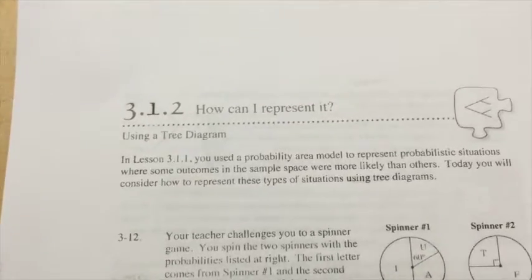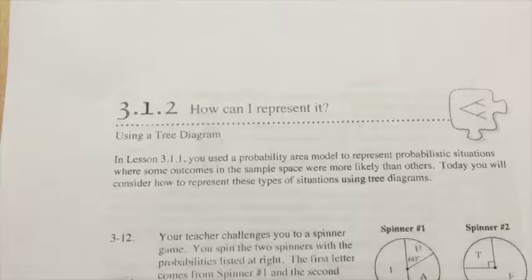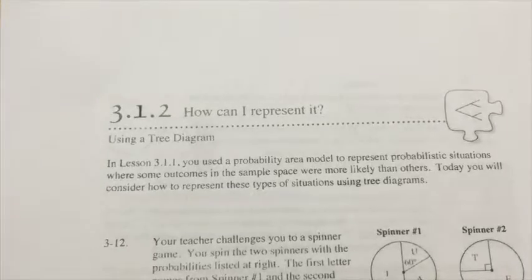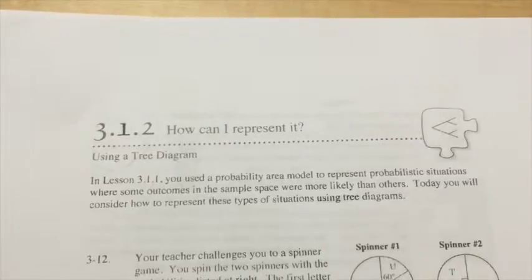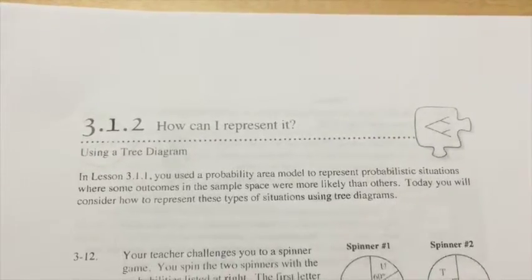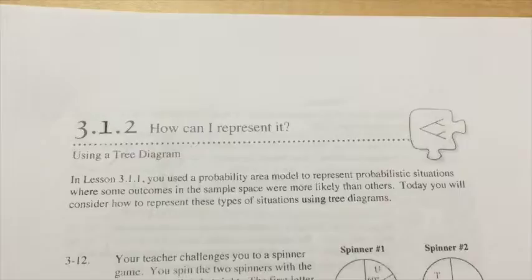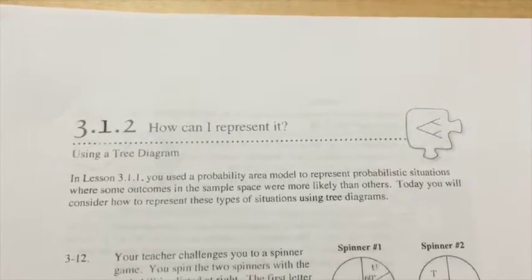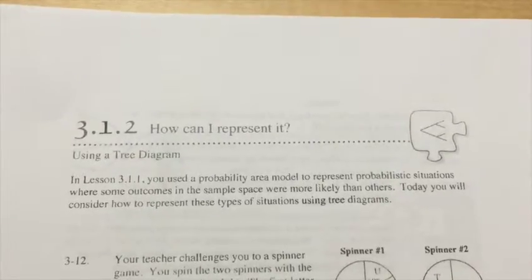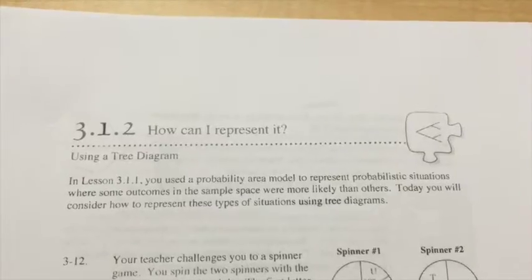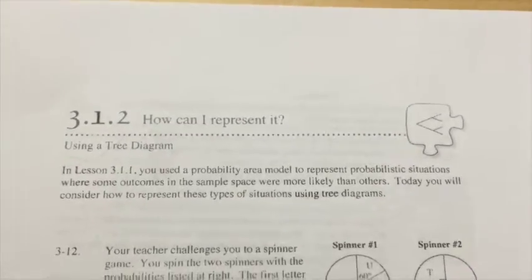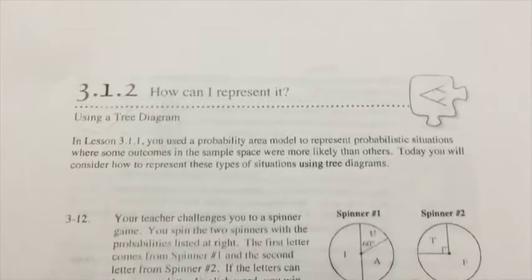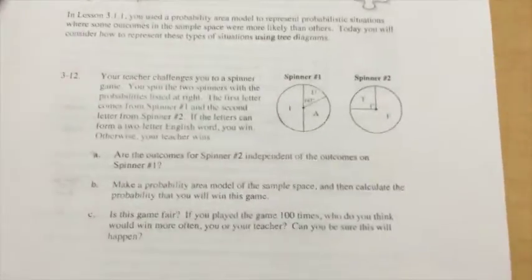Okay, so today we're going to talk about 3.1.2: how, again, can I represent it? This time we're going to use a tree diagram. In the previous lesson, we used an area model to represent probability situations where some outcomes in the sample space were more likely to happen than others. Today we're going to consider how to represent these types using a tree diagram. So it's just a different way to do this. So let's look at our first question, shall we?